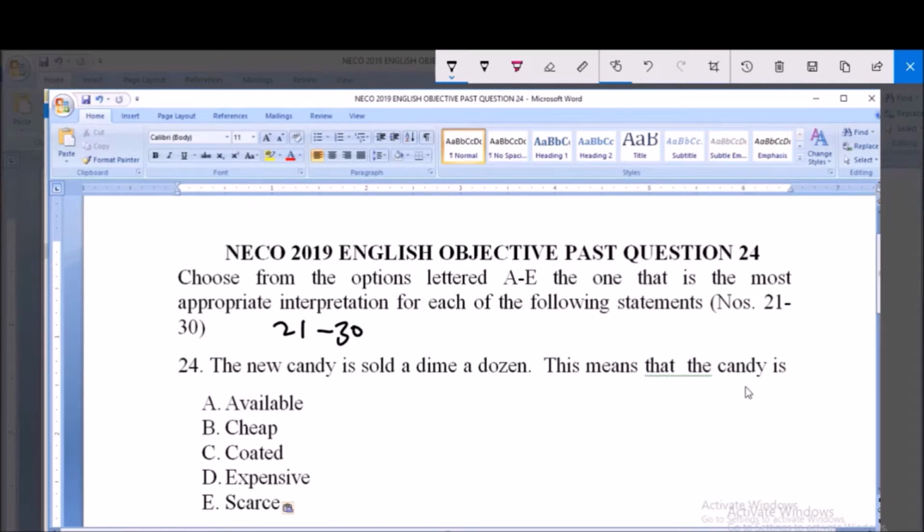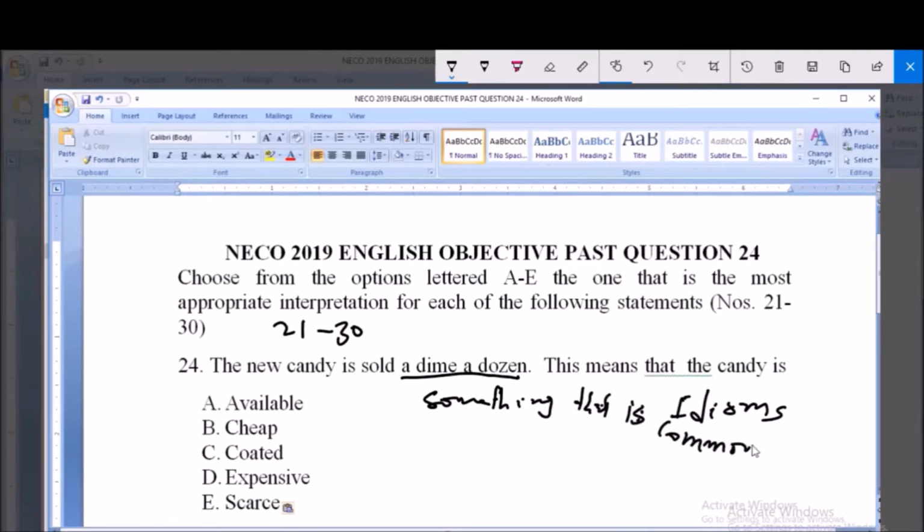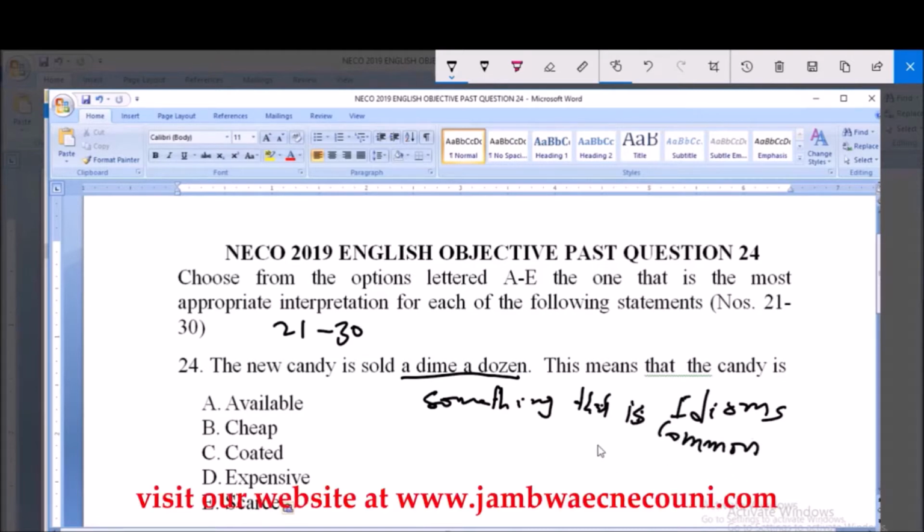So this question is from idiom, and the idiomatic expression here is a dime a dozen. And when you say a dime a dozen, it means something that is common or worthless.